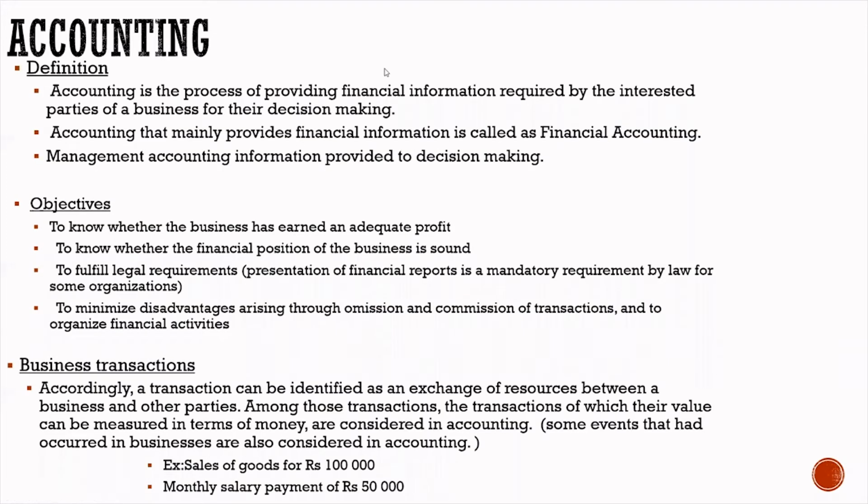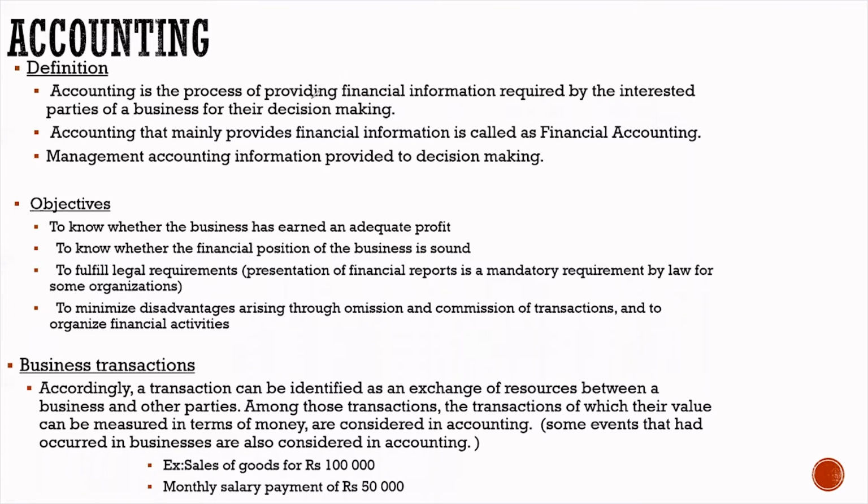So, what is accounting? The basic definition states that accounting is a process of providing financial information required by the interested parties of a business for their decision making. So, what is accounting? It is a process. Accounting is a process of what? Providing financial information to whom? All the interested parties of the business, which will help them for their decision making. So accounting is a process which gives financial information to interested parties of a business for decision making.